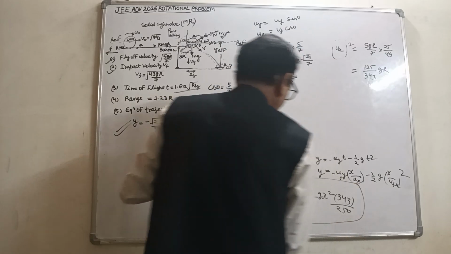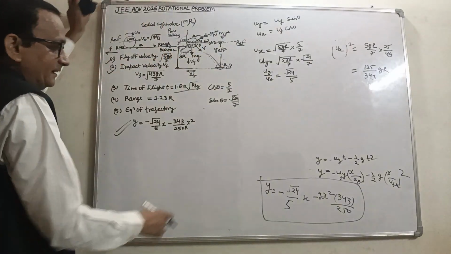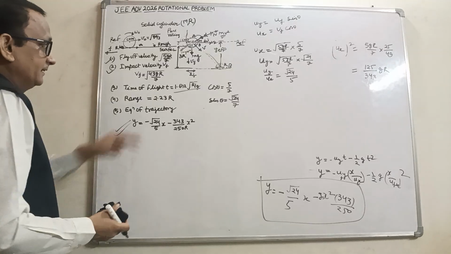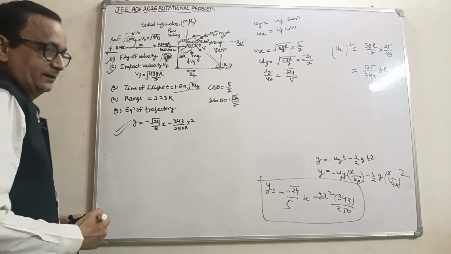So this is the parabola. A downward parabola. This is the equation of parabola. So this is the trajectory of this motion.